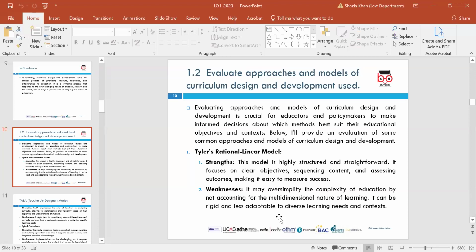Weaknesses: it may oversimplify the complexity of education by not accounting for the multi-dimensional nature of learning. It can be rigid and less adaptable to diverse learning needs and contexts. It's flawed because curriculum creation is not really a rigid and linear process, like we mentioned. Also, Tyler's model ignores the fact that not all educational results can be measured, and it disregards how the environment is evolving, and the fact that the future cannot be precisely anticipated.